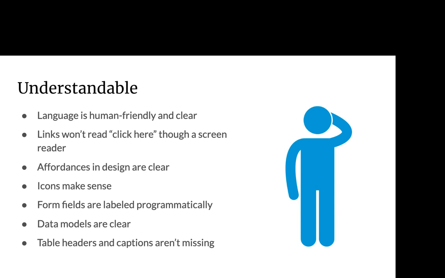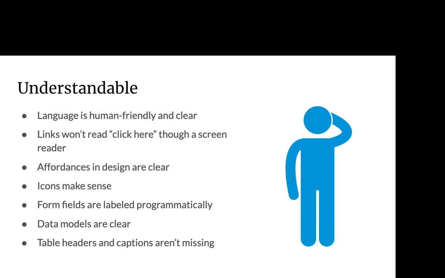It needs to be understandable insofar as the language being human-friendly and clear. Even if you're designing something for a specific industry, it's worthwhile to try not to fall into industry-specific jargon, because that can be unclear even within the industry itself. Links won't just read "click here." We're actually going to look at that in a little bit through a screen reader. And affordances in design are very clear.